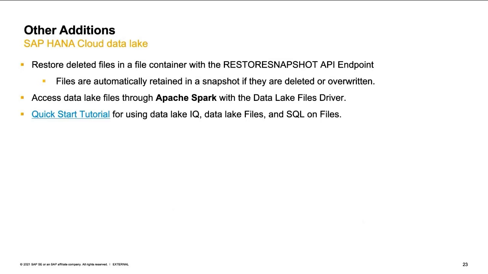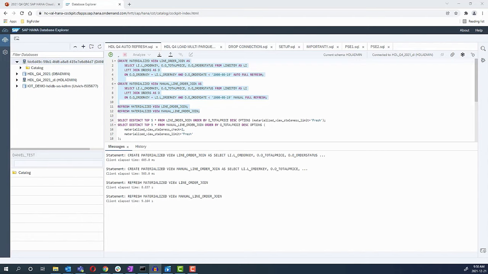And there is now an Apache Spark driver, or a data lake files driver for Apache Spark, that plugs into your Hadoop file system, and you can now access your data lake files through Apache Spark. And we've provided a quick start tutorial for getting ready and using the Data Lake IQ Data Lake files and SQL on files container. So those are our innovations, and I just want to show a few of those to you guys today. And we will start with the auto refresh and materialized views.